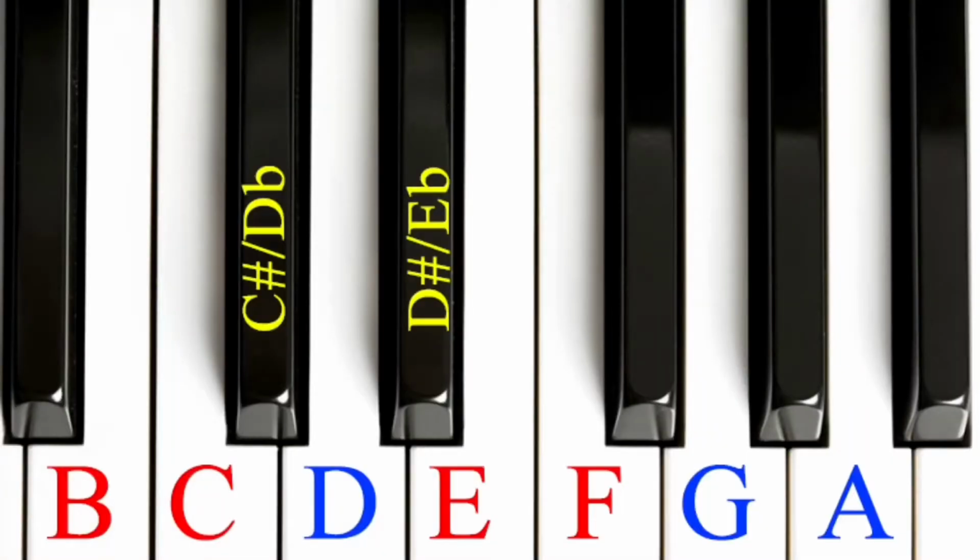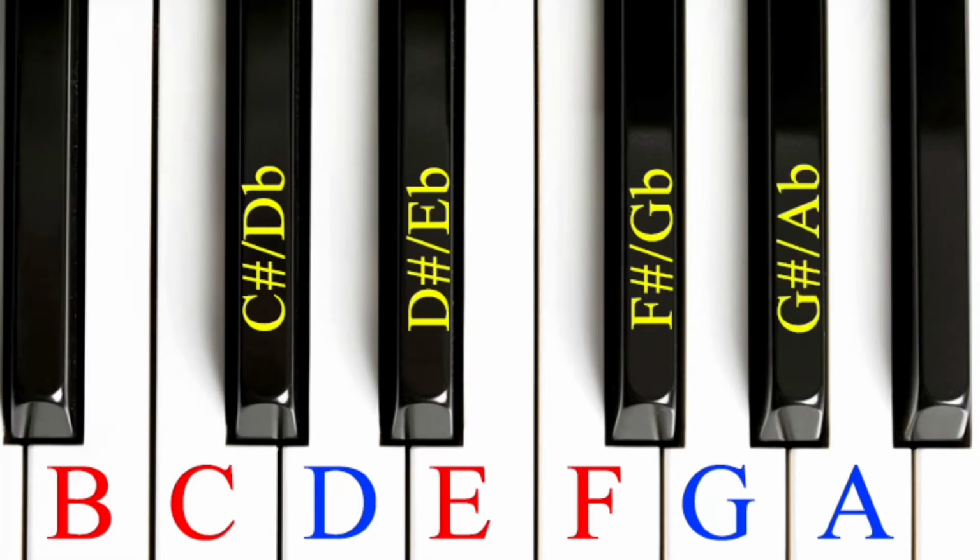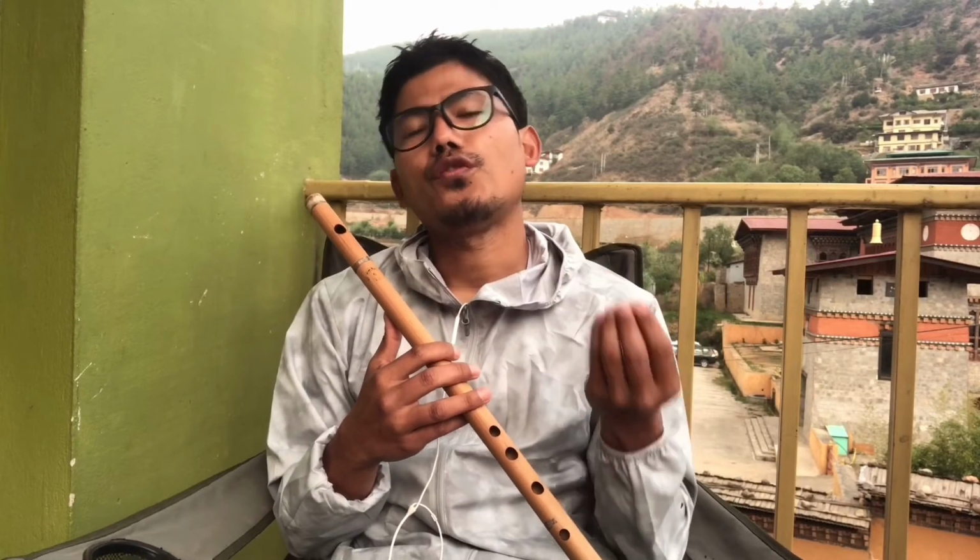Similarly, the note between D and E is called D sharp or E flat. Likewise, it is called F sharp or G flat for the note between F and G, G sharp or A flat for the note between G and A, so on and so forth. However, unlike on the piano, all these semitones cannot be played on the flute for some practical reason. And let me show you. Let's try playing these semitones on the flute.